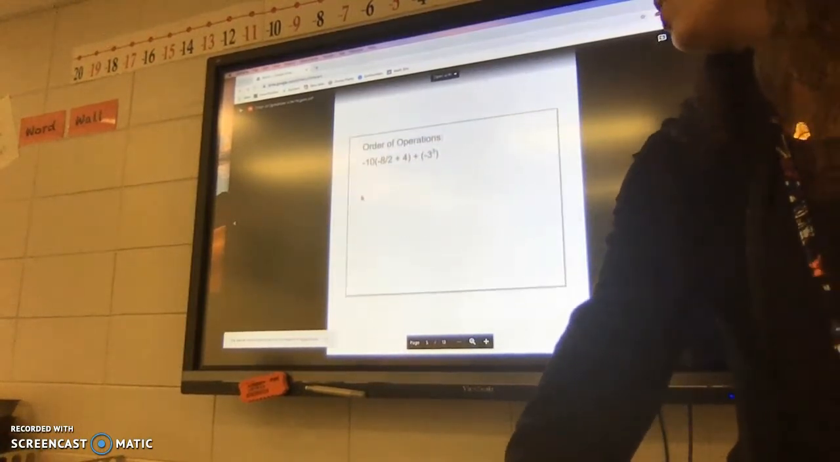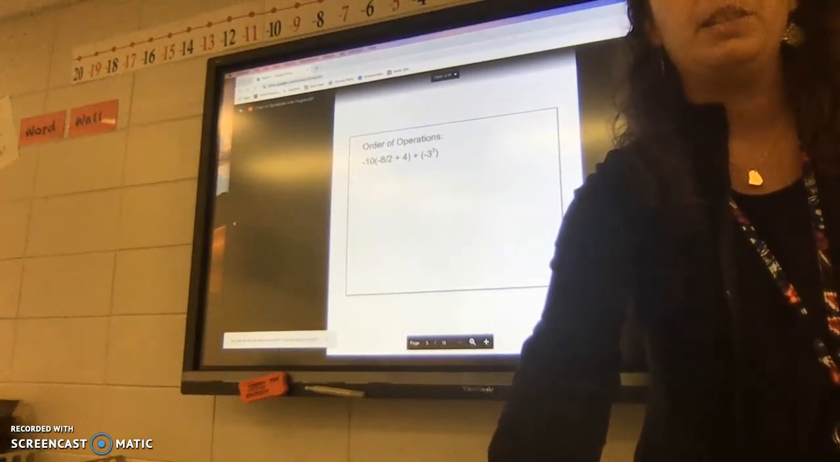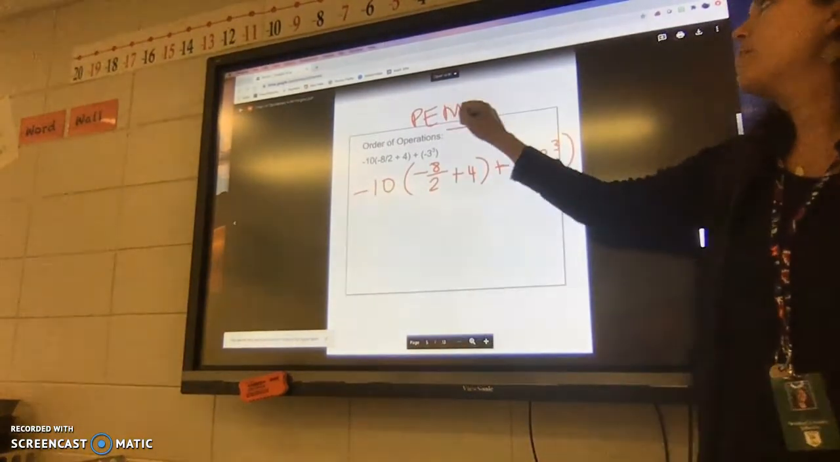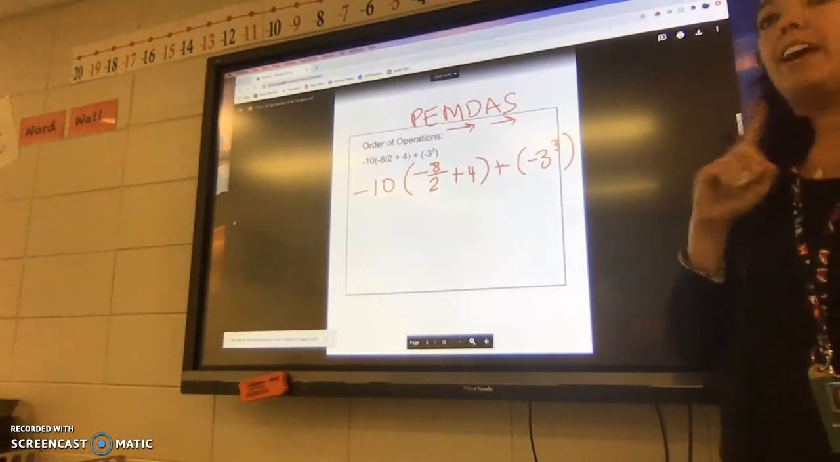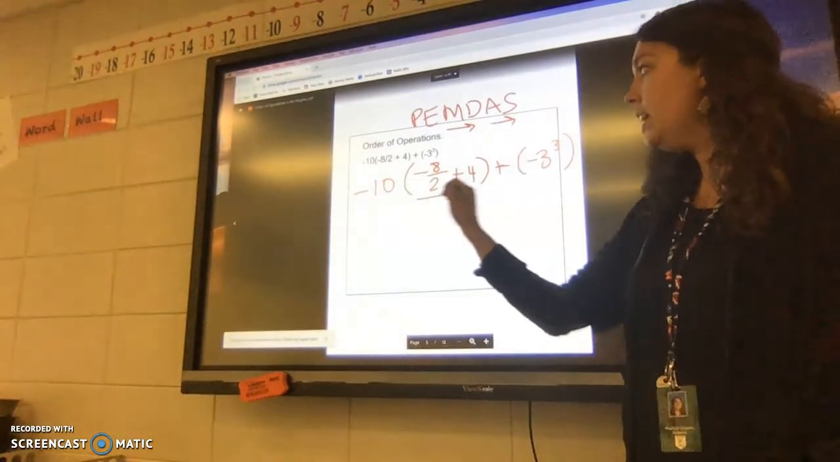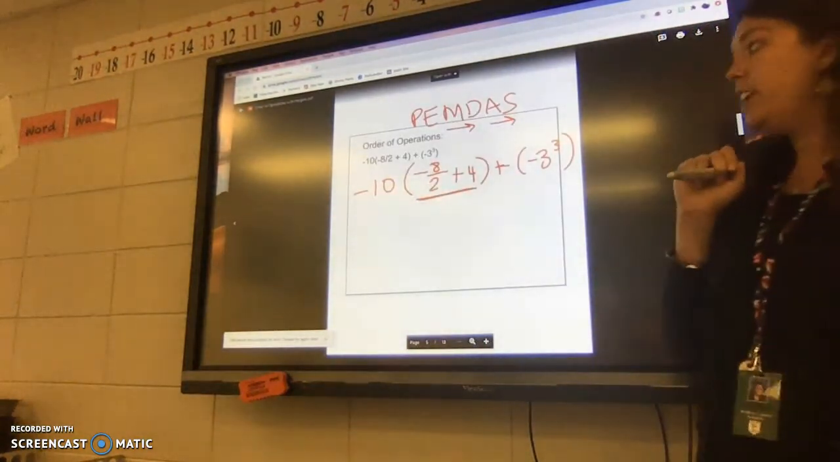Now, let's actually start doing the problems. I want you to write this problem down real quick. You have PEMDAS: parentheses, exponents, multiplying and dividing from left to right, adding and subtracting from left to right. Do we have any parentheses? Yes. Inside the parentheses, you do the order of operations. So what comes first? The division.